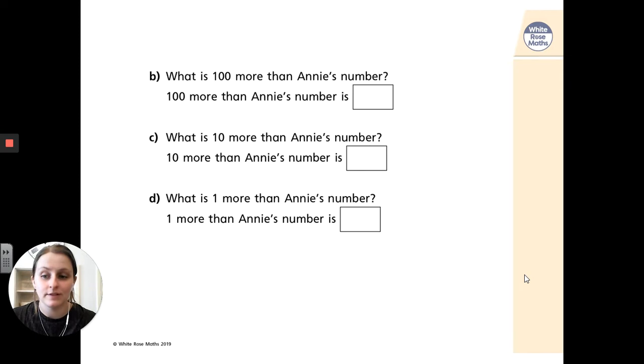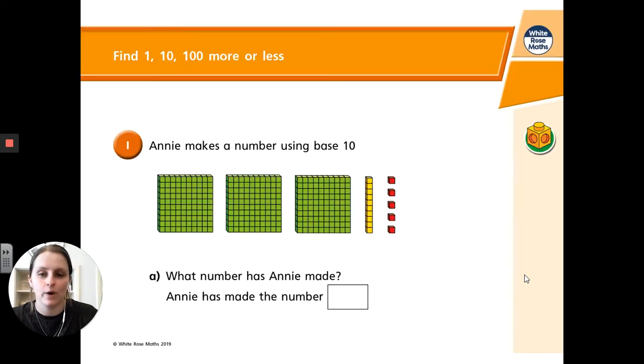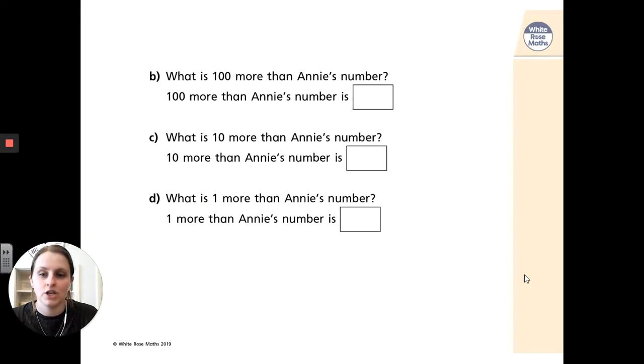Now, for each of these, use the original number. So whatever your answer was to the first question, you are doing 100 more than that number, then you're doing 10 more than that number, and then 1 more. You're not adding up this one each time. So if my original answer was 24, then I'd do 100 more than that number, so it'd be 124. Then I'd do 10 more than 24, so it'd be 34, and then 1 more. So I'm not adding up these, I'm adding on to the original number.